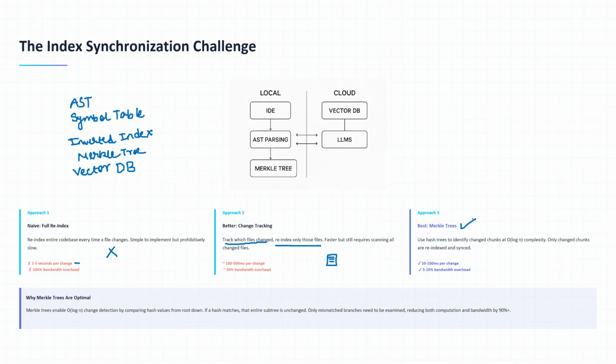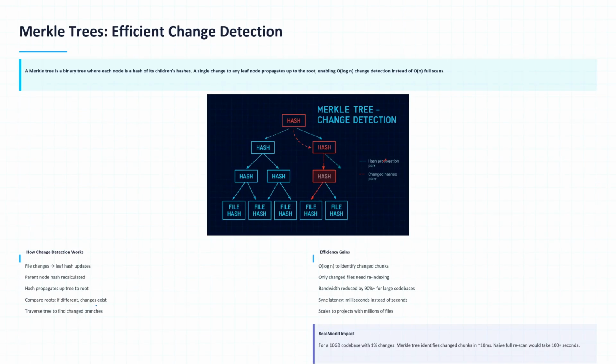The best approach is to again use the Merkle trees. Since Merkle trees use hash to identify the changed chunks at log n, only the changed chunks are reindexed and synced rather than the entire tree or rather than the entire file. The reason why Merkle trees are optimal is because they are binary trees by default, where each node is again a hash of its child nodes. And a single change to a leaf node would propagate up towards its root. So basically, we can understand that something has been changed inside of this Merkle tree in log n time rather than a complete scan over that file or the code base.